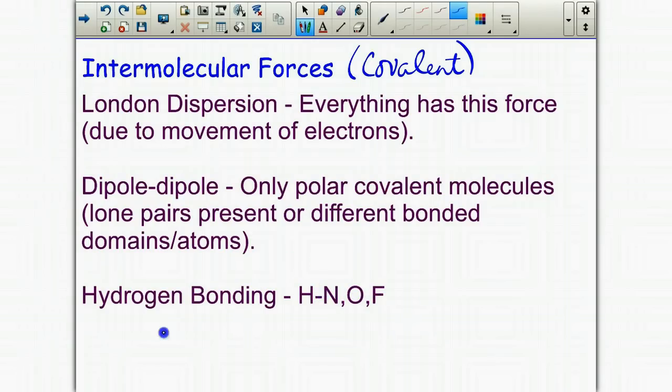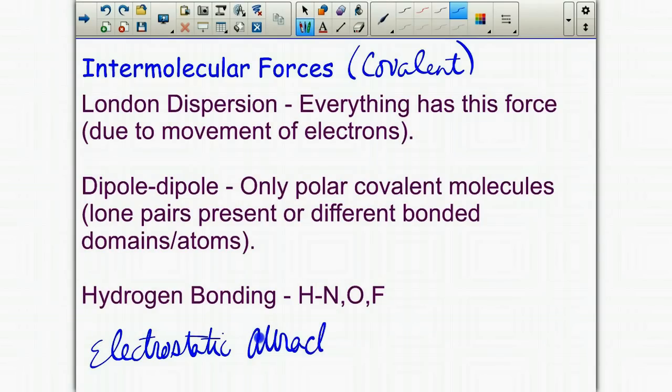And then one more thing, there are forces known as electrostatic attractions. At the end we'll mention this again, but I want to go ahead and state now that electrostatic attractions are a type of intermolecular force, but are only found in ionic compounds. So ionic compounds only.